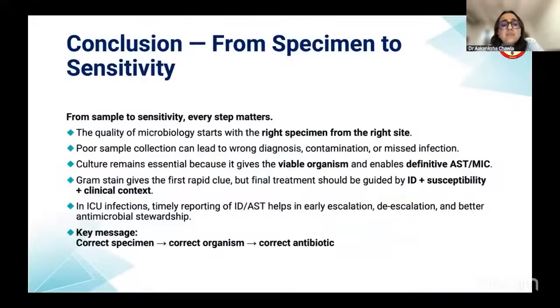So just to summarize, from sample to sensitivity, every step matters. The quality of microbiology starts with the right specimen from the right site. Poor sample collection can lead to wrong diagnosis, contamination, or missed infection. Culture remains essential because it gives you the viable organism and enables definitive AST and MIC. Gram stain gives the first rapid clue, but final treatment should always be guided by identification, susceptibility, and clinical context. Timely reporting of identification and AST always helps in better outcomes. So remember, correct specimen, correct organism, correct antibiotic, improved outcome.